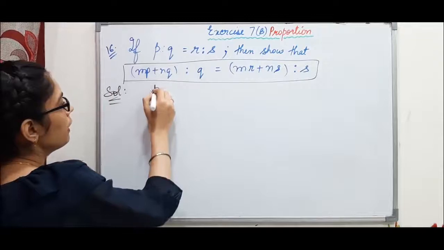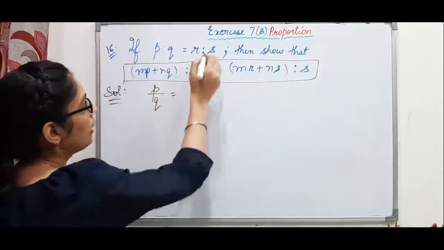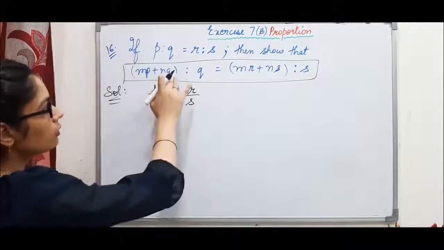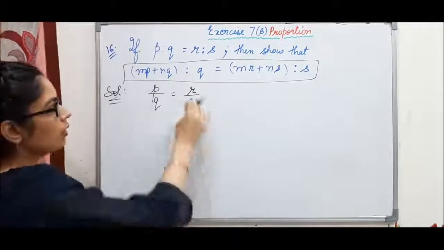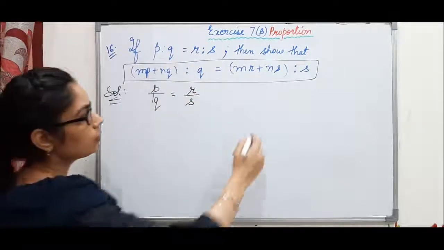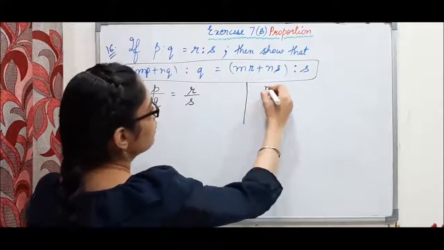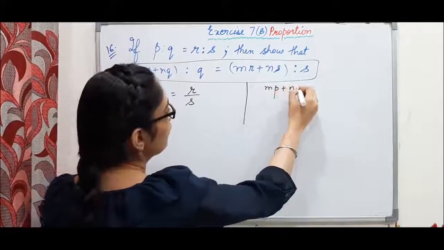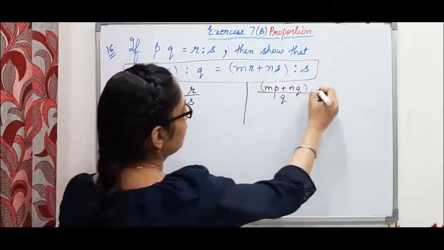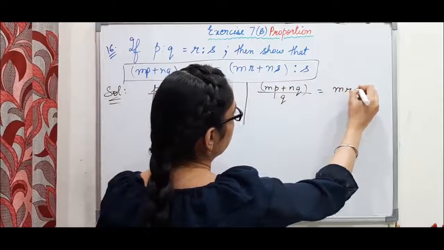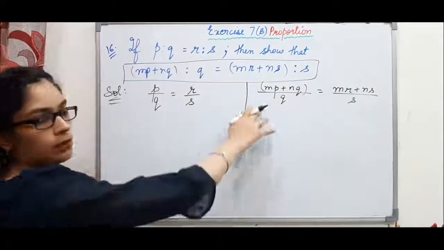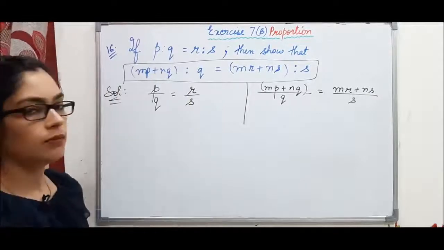So p is to q I can write as p by q, and r is to s I can write as r by s. If you are confused about the ratio form, you can just write it in this way. So this thing we have to prove, mp plus nq by q is equal to mr plus ns by s. This thing we have to prove, and this thing is given to us.